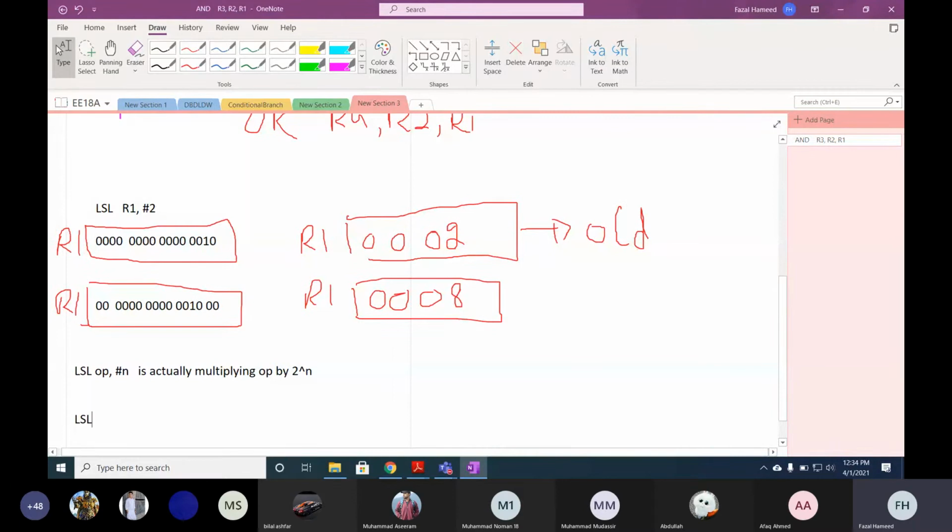Now if you look at here, what is LSL? It means that LSL R1 hash 2 is actually multiplying, what is the operand? R1. The operand is actually R1 by 2 raised to power what? 2 raised to power 2. And what is 2 raised to power 2? 4. Am I right or not? So if you look at this, it means that now the old contents is 2 and now the new contents is what?